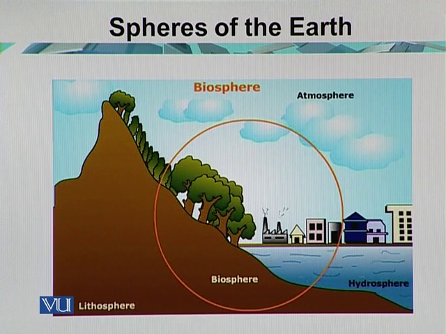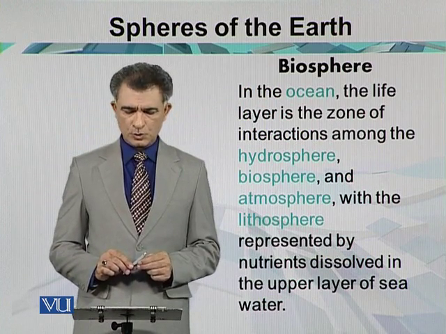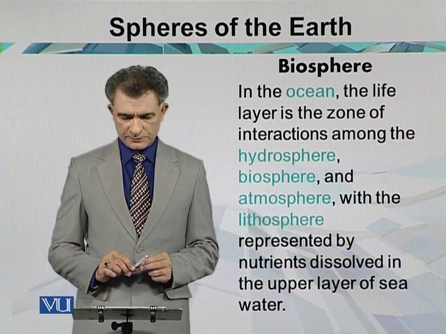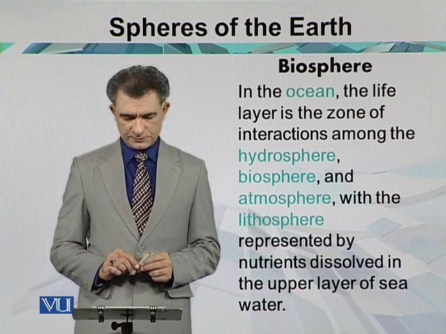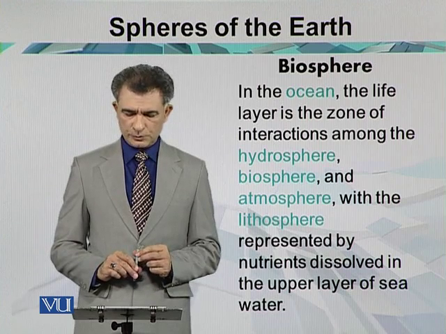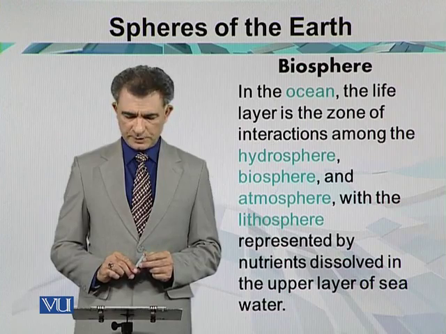As we have already discussed, the biosphere is the result of the interaction between the other spheres. One of the very important activities of human beings over the surface of the planet is manufacturing, or the urban environment. This urban environment has an impact on atmospheric conditions and on the water also. Most of the contamination of the air and of the water is due to the urban environment or manufacturing conditions. In the ocean, the life layer is the zone of interaction among the hydrosphere, biosphere, and atmosphere, and with the lithosphere also, represented by the nutrients dissolved in the upper layer of the sea water.